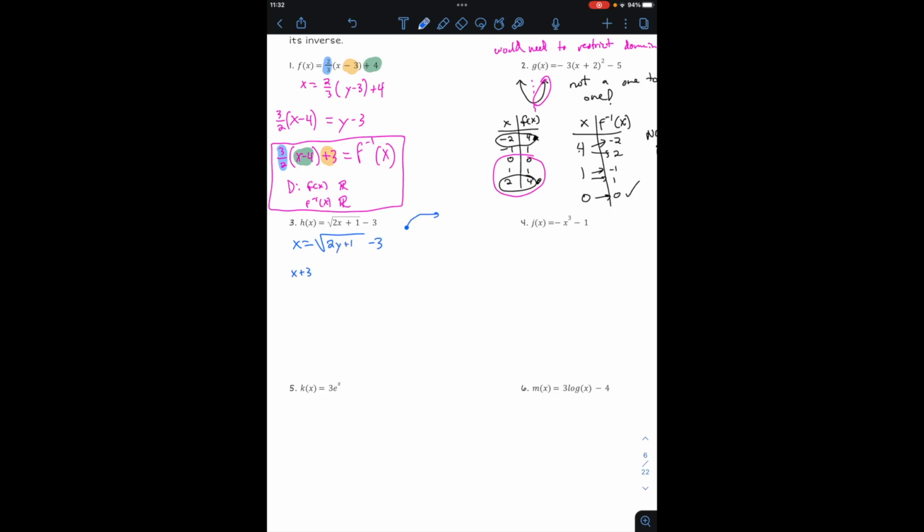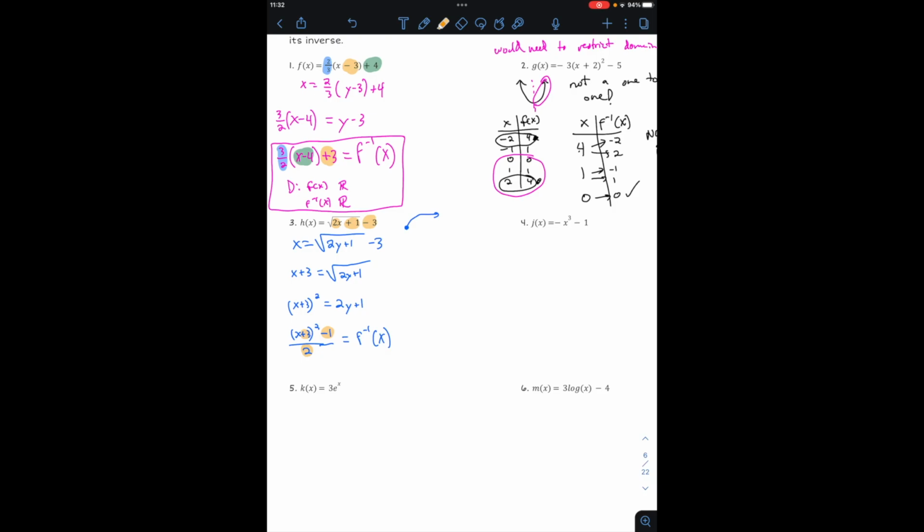So I'll do x + 3 equals square root of 2y + 1. I'm going to square both sides. (x + 3) squared equals 2y + 1. Subtract 1, (x + 3) squared minus 1, and then divide by 2. Okay, equals y, or f inverse x. But there's a problem, because while this looks okay, right, inside out, outside in, and what I mean by that is the minus 3 outside becomes plus 3 inside, plus 1 inside becomes minus 1 outside, times 2 inside, divide by 2 outside. So we're pretty happy with things.